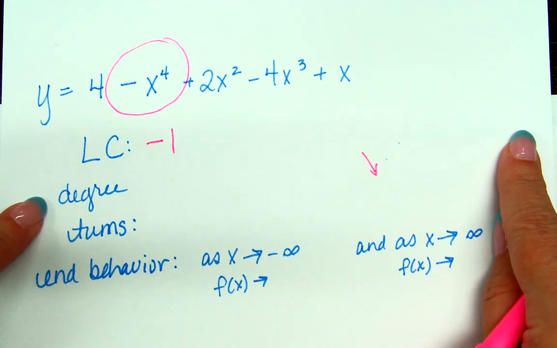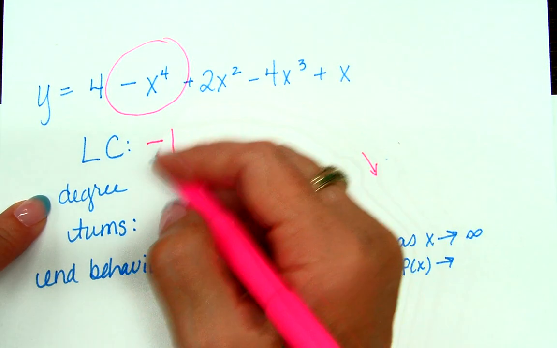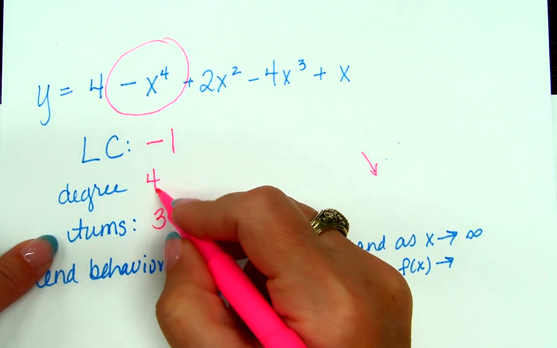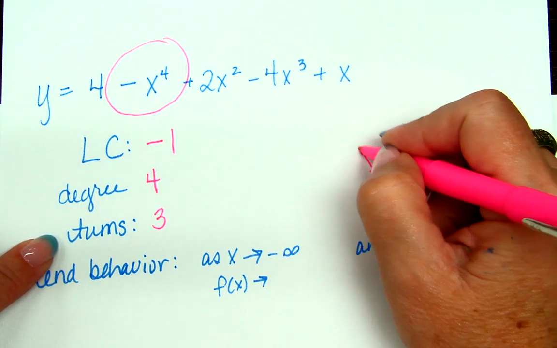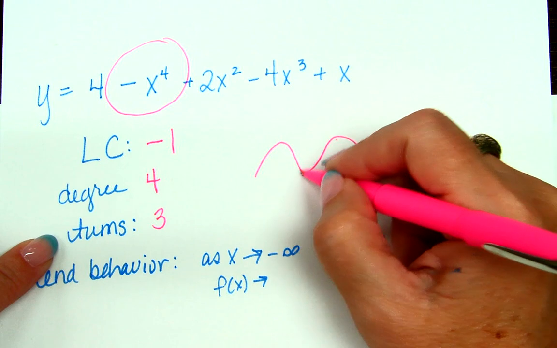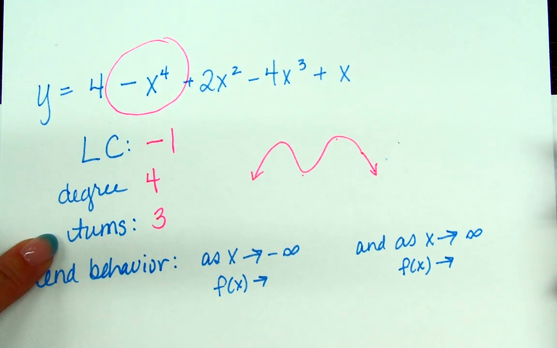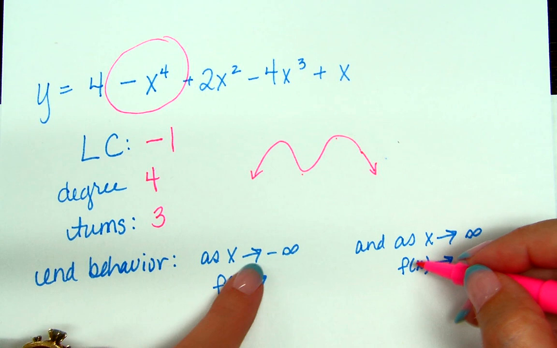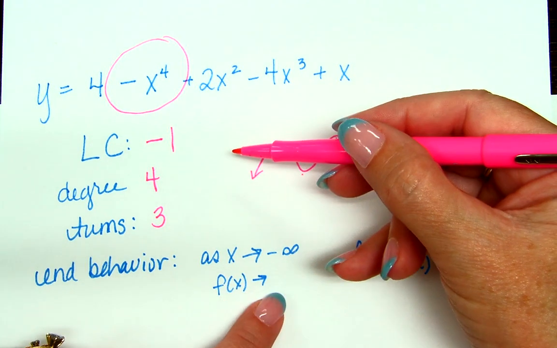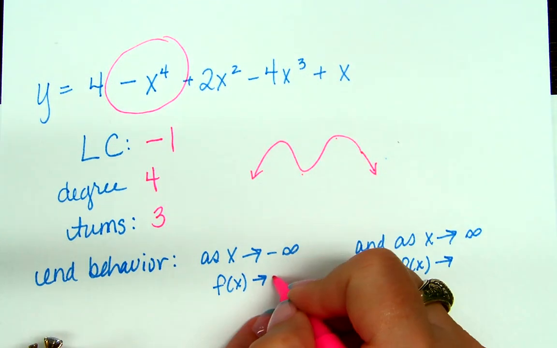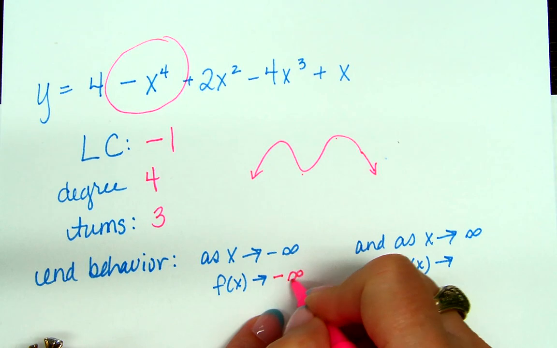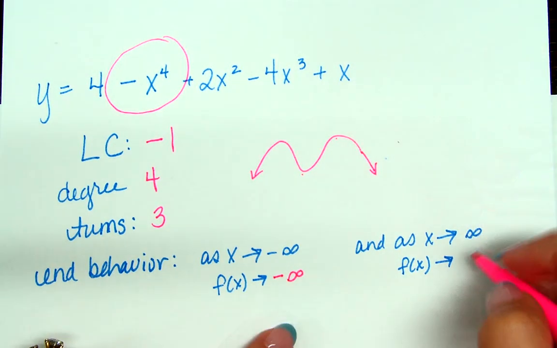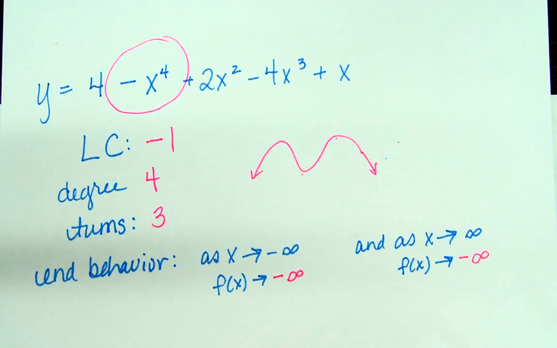Okay? What's the degree of this problem? 4. How many turns are there then? 3, because that's the degree minus 1. 1, 2, 3 turns. Now that I have it drawn, can't I see my end behavior? As I'm going to the left, where's the graph going? Down, so negative infinity. As the graph is going to the right, where's the graph going? Down, so done.